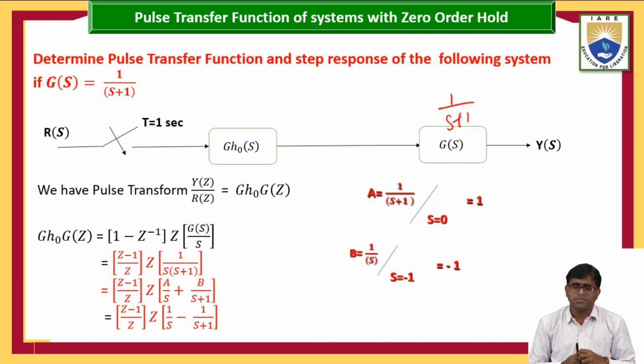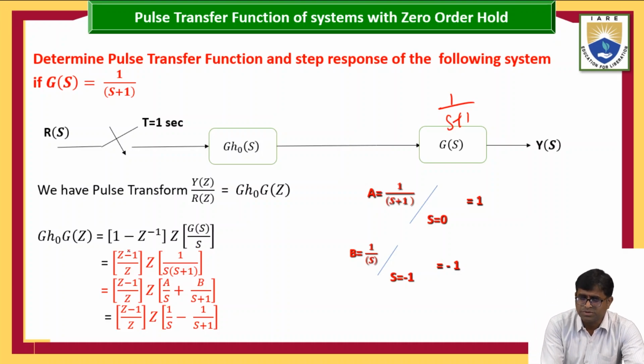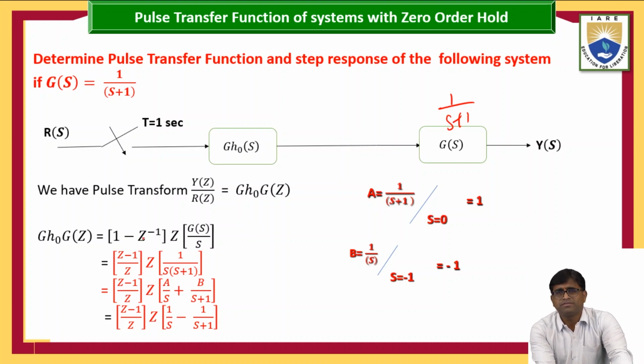So substitute these values here. 1 minus Z inverse is nothing but (Z minus 1) by Z, into G of S by S. What is the function given? G of S is 1 by S plus 1, so G of S by S is 1 by S into (S plus 1).